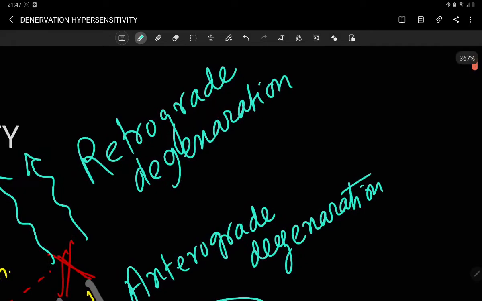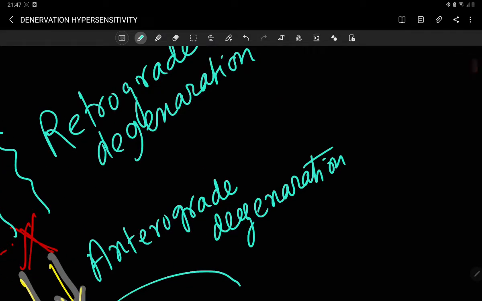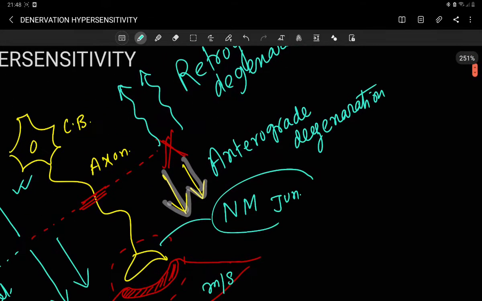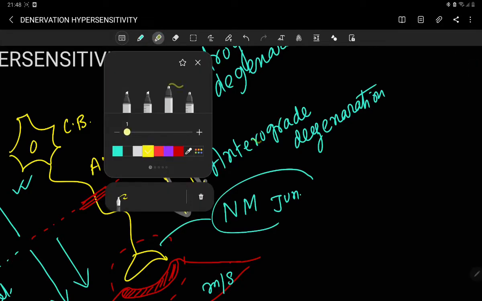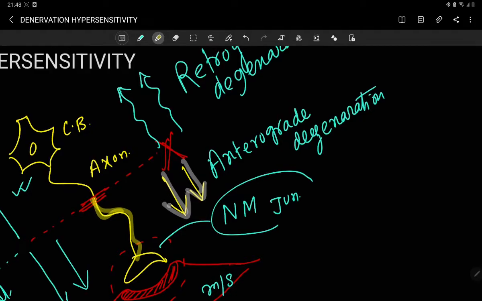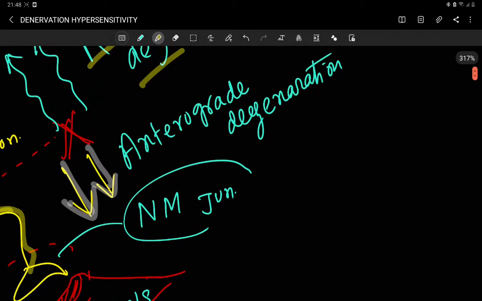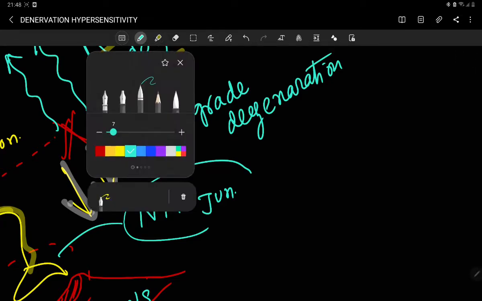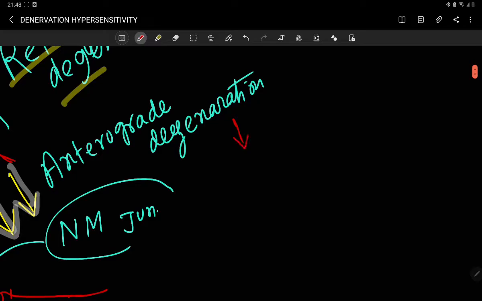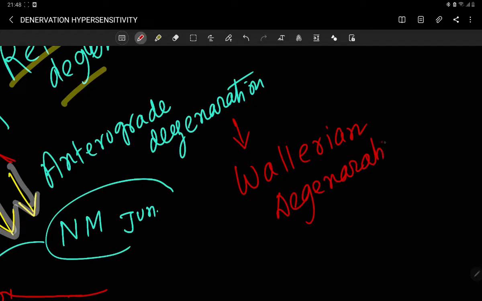Now guys, what is the meaning of anterograde? Anterograde means something forward. So anterograde degeneration means the degeneration is in the forward portion. And retrograde means something backward. This is the basis of degeneration, and this anterograde degeneration is also called Wallerian degeneration.